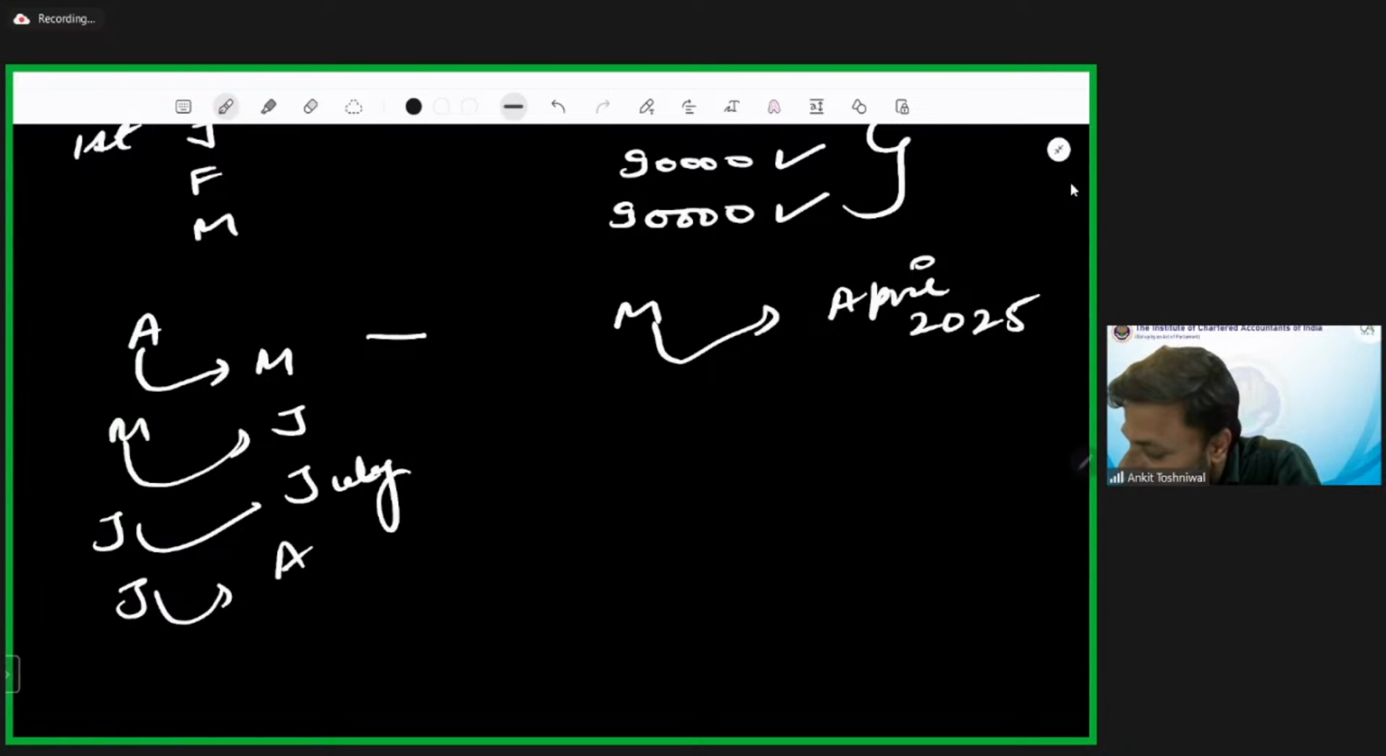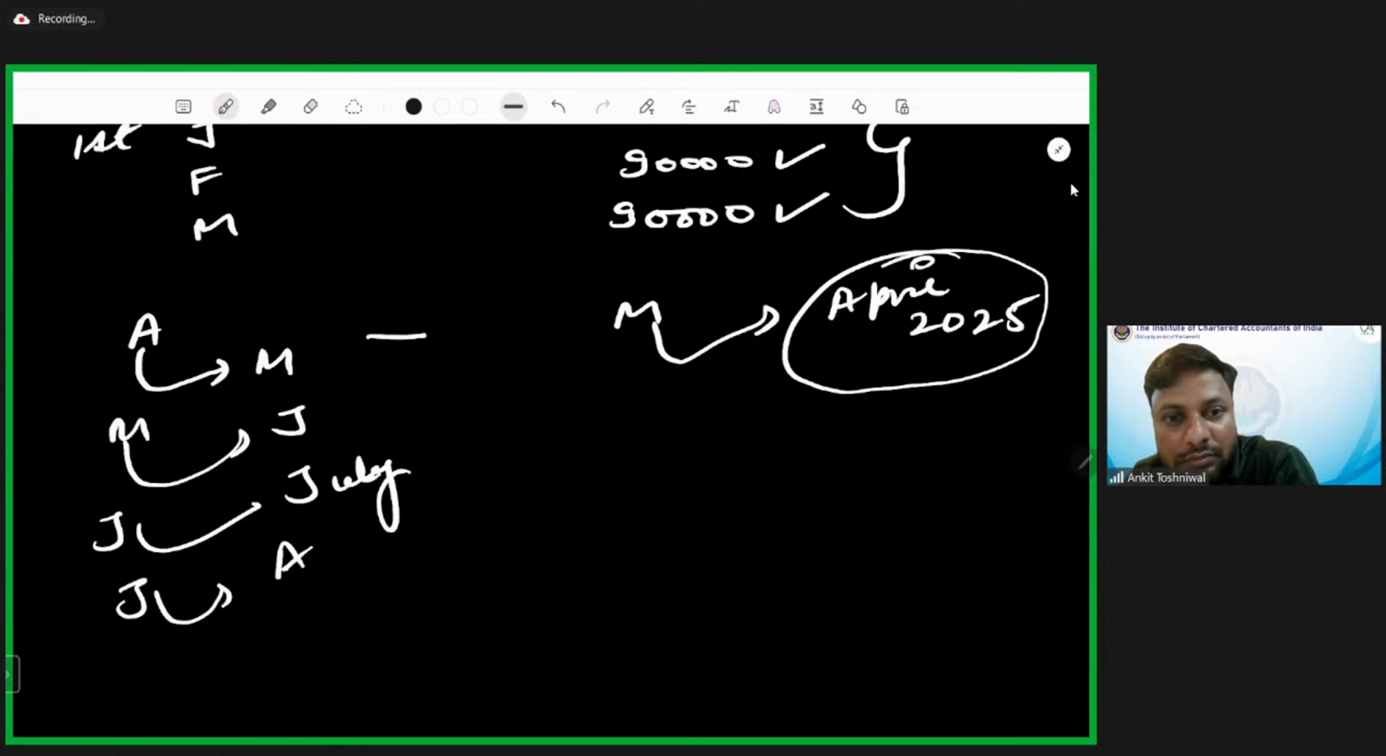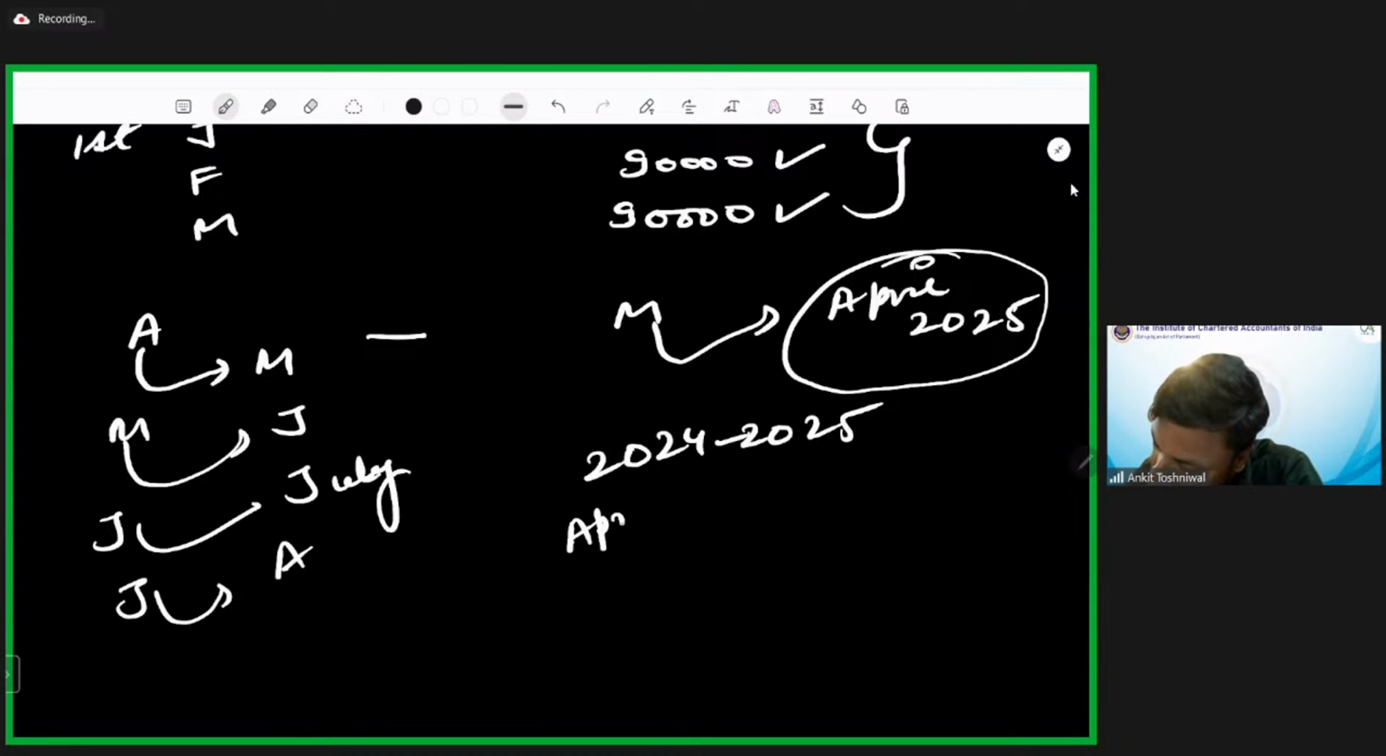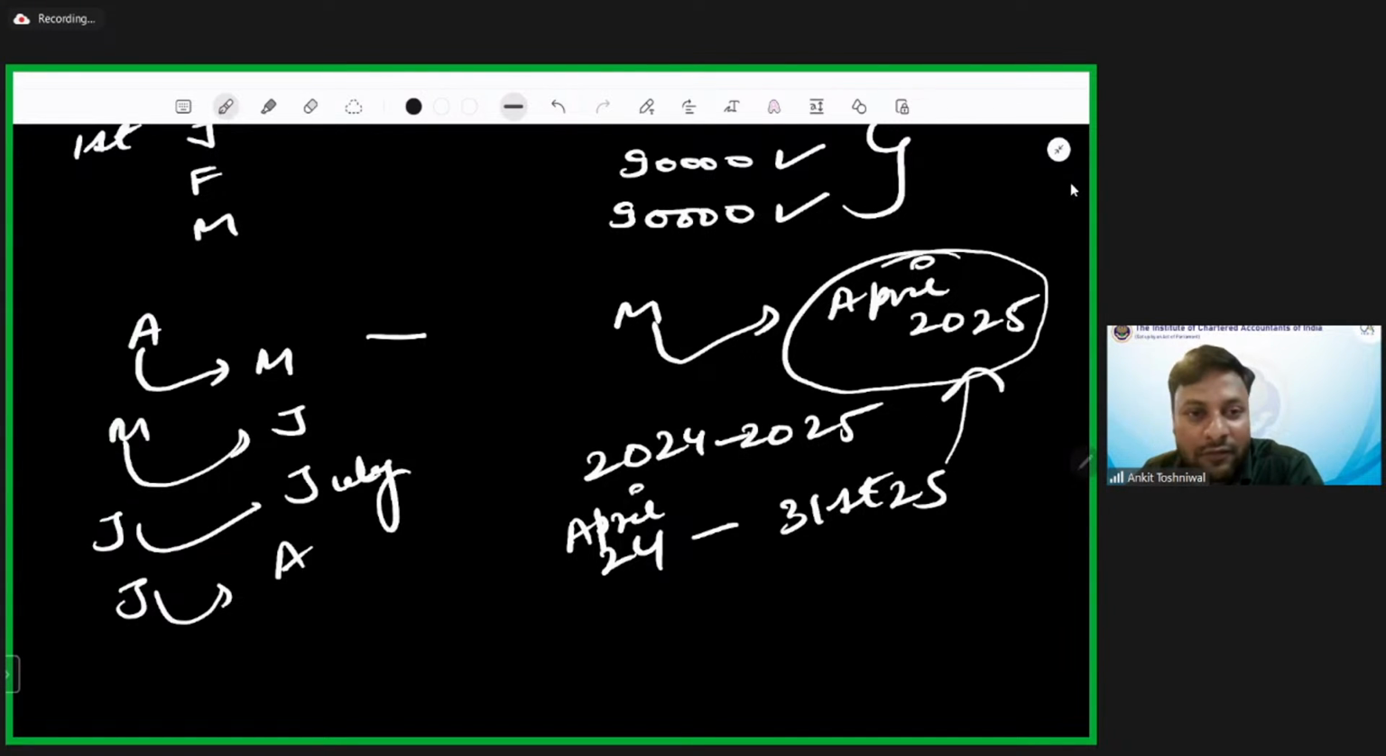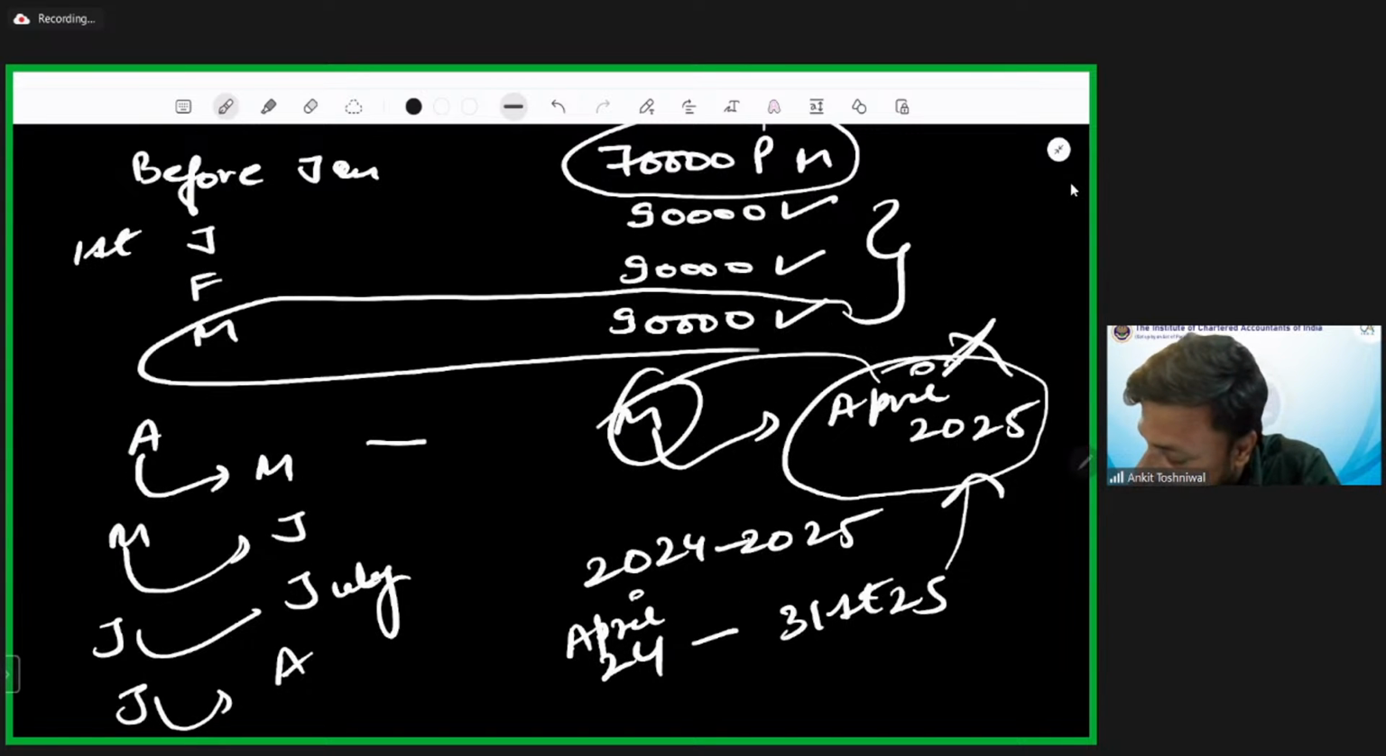So we cannot tax this salary in the previous year 2024-25. The financial year 24-25 starts from April 24 and ends on 31st March 25, and this salary is out of the purview of this period, so it is not taxable, right? This salary belongs to March. That's why the salary of March is not taxable in this current financial year. That is clear now.